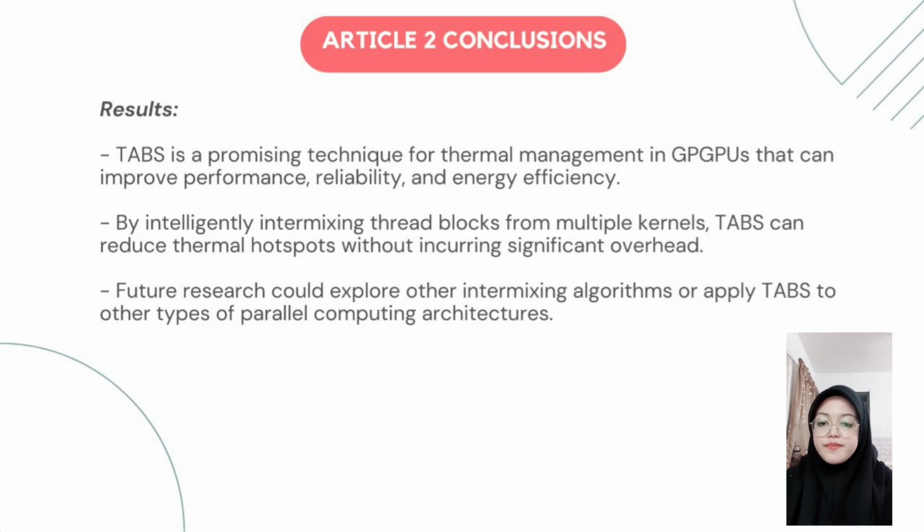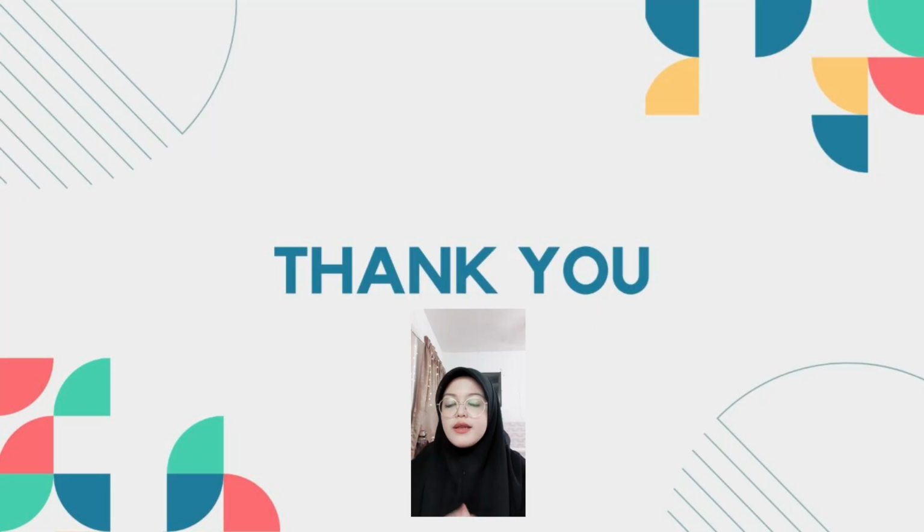And for further work, one possible direction for future research is to investigate more advanced intermixing algorithms that can further improve load balancing and temperature reduction in GPUs. Another potential area of research is to explore the use of machine learning techniques to predict thermal hotspots and optimize scheduling accordingly. And that's all for my study and research on article 1 and article 2 for this assignment 1.